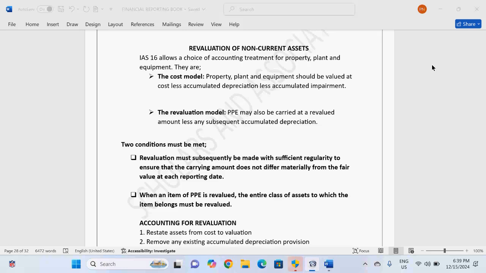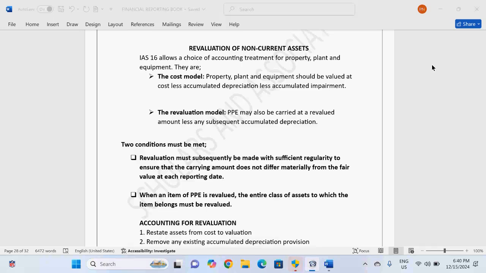You cannot get a right FR question without PPE. PPE would definitely come. That is a matter of the standards. All the standards in one way or the other relate to PPE.